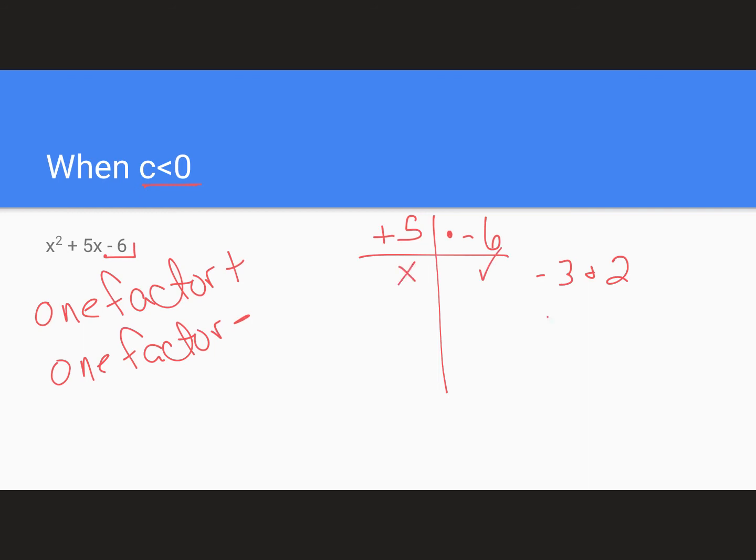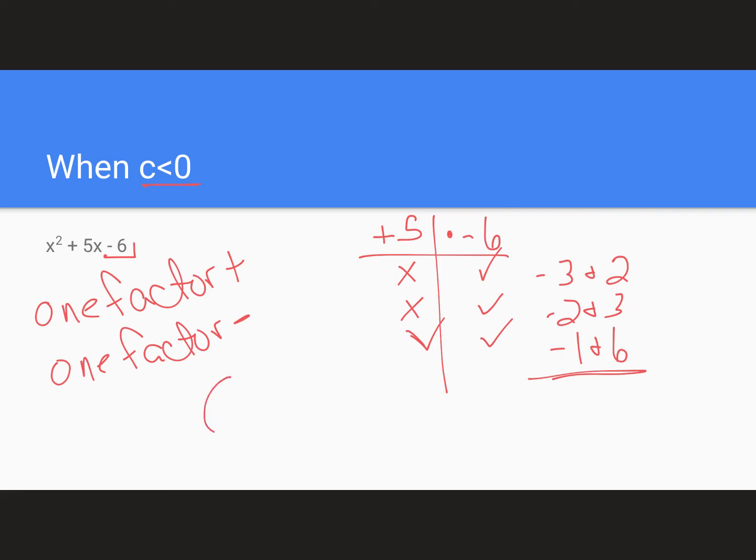Okay, so let's try that the other way. Negative 2 and positive 3. Again, multiply to negative 6, but do not add to 5. So let's try negative 1 and 6. Again, multiply to negative 6, and they do add to 5. There you go. So those are my factors.